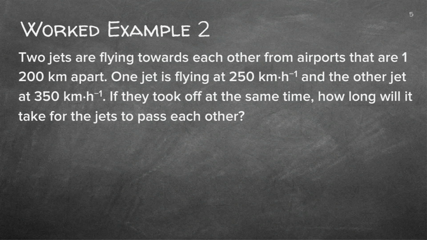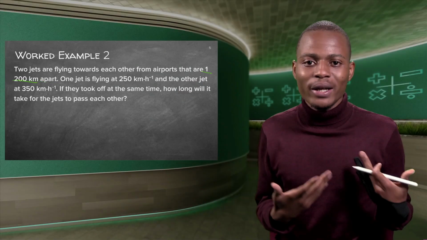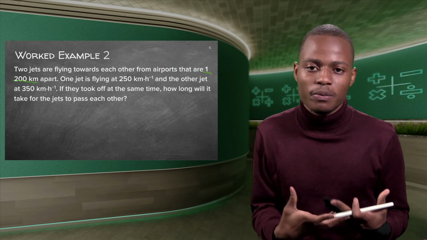So 2 jets are flying towards each other from airports that are 1,200 kilometers apart. And so it means that is the distance between them. And one jet is flying at 250 kilometers per hour. So for those who don't understand, 250 kilometers per hour is speed, okay?